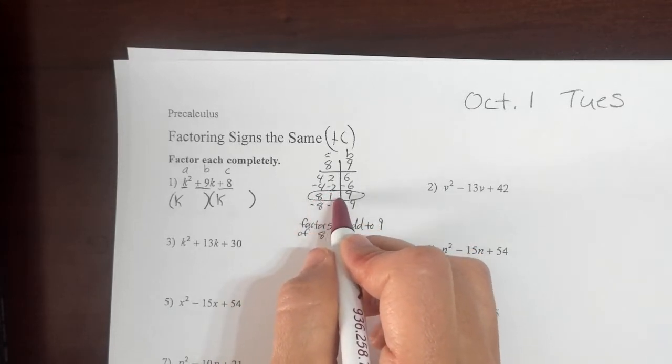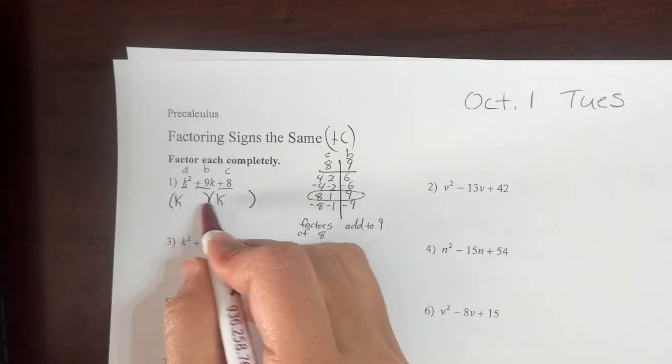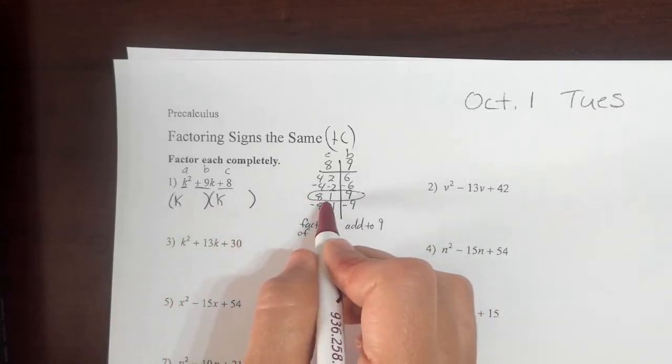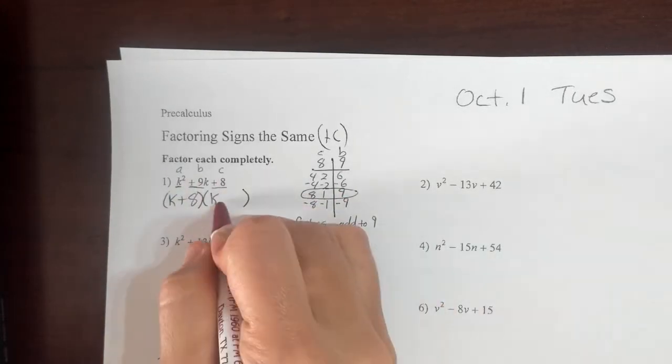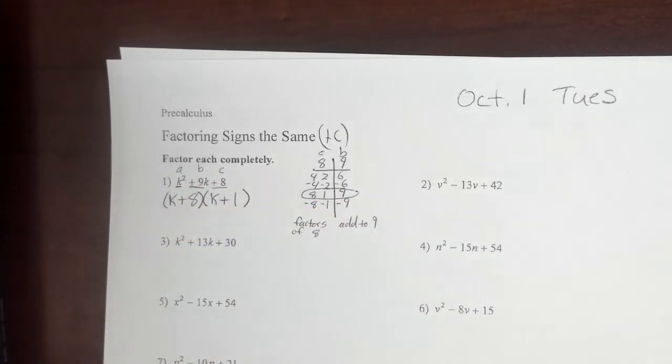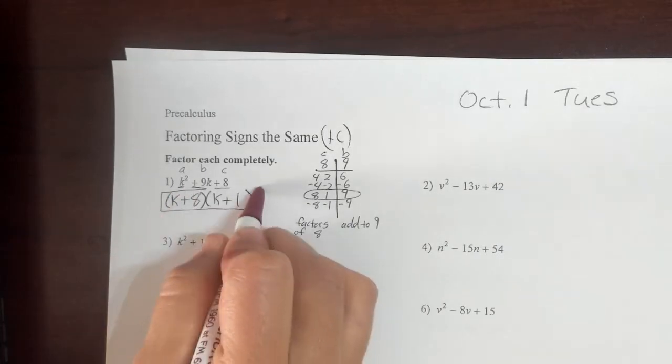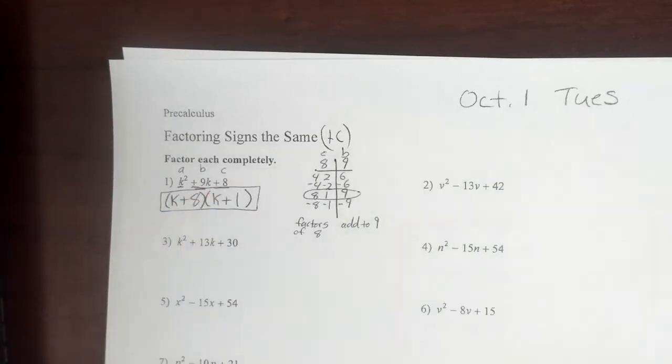Those two numbers are going to go into these parentheses. Since the 8 is positive, it's going to be plus 8 in this one. And since the 1 is positive, it's going to be plus 1 in this one. And that is your answer. That's your factoring for your polynomial.